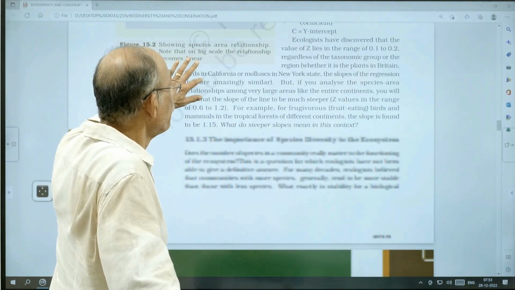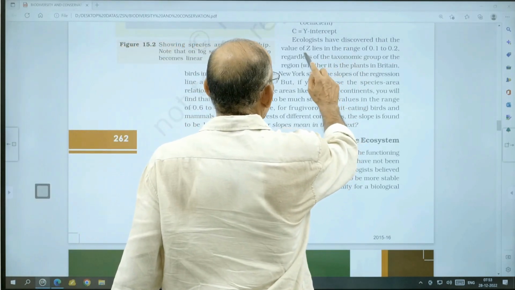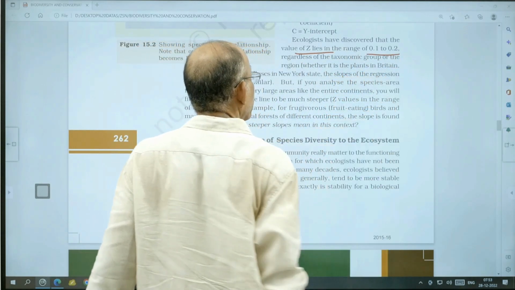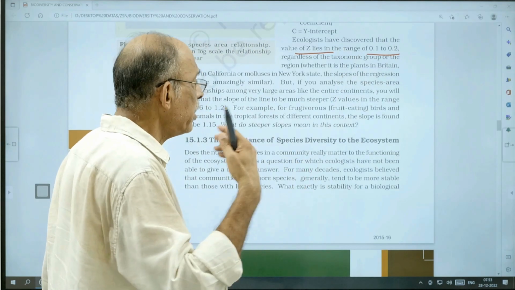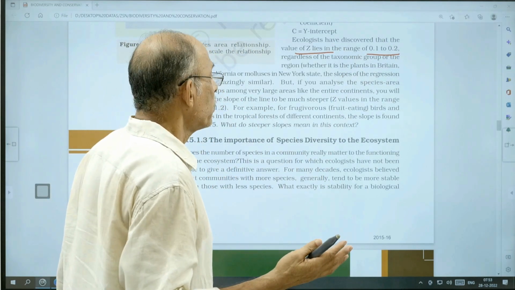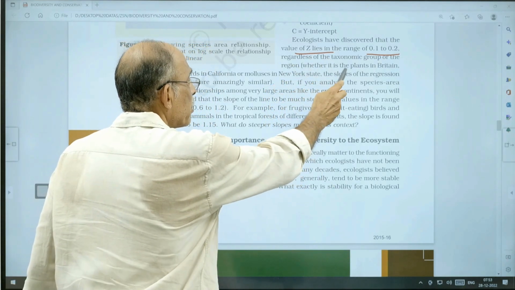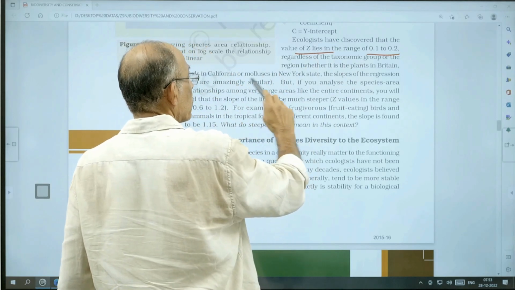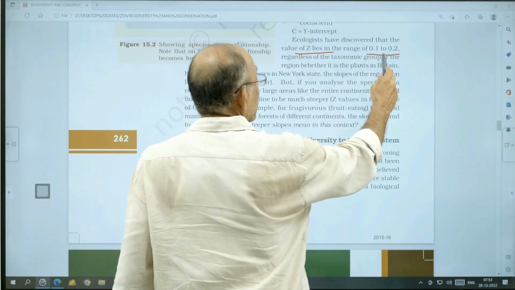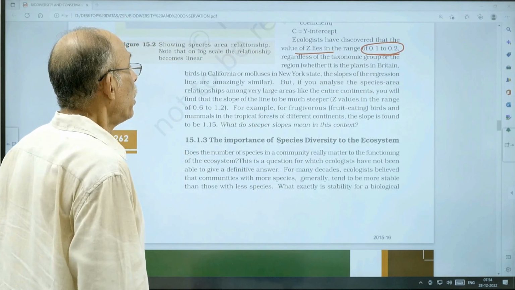Now, if we study this Z, the value of Z, the slope of the regression, is 0.1 to 0.2, regardless of taxonomy. Any organism we study, in any place, whether it is plants in Britain or California, or mollusks in California or New York, the slope of regression in a small area will be 0.1 to 0.2.